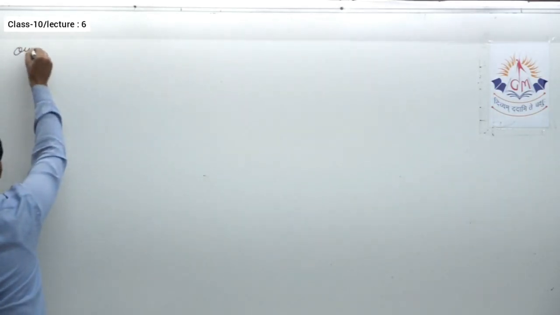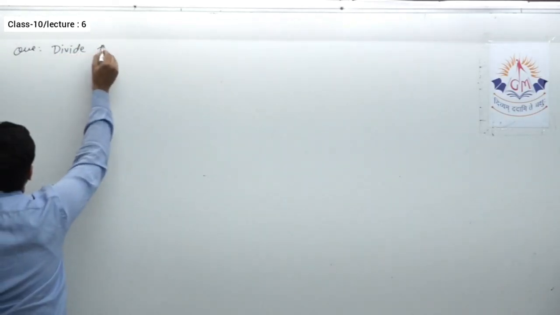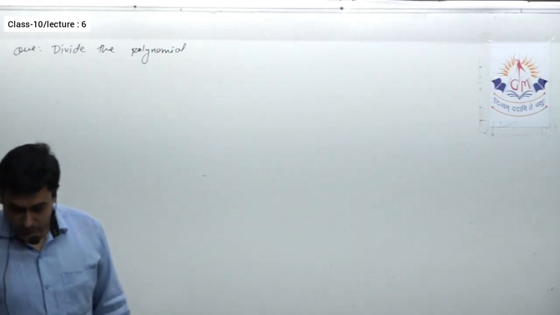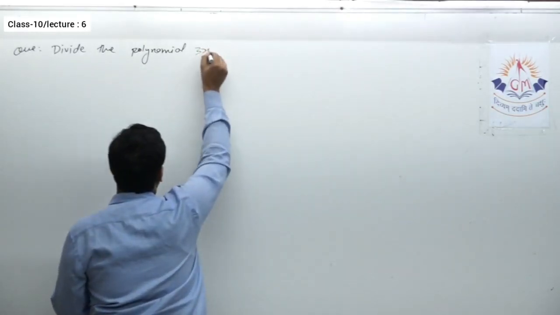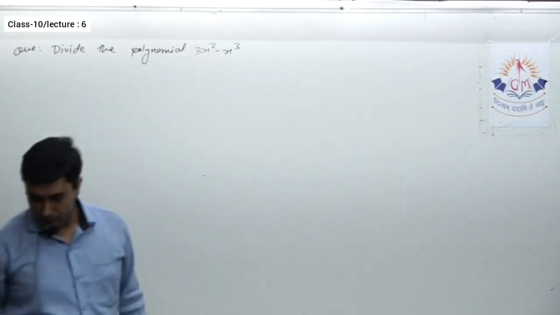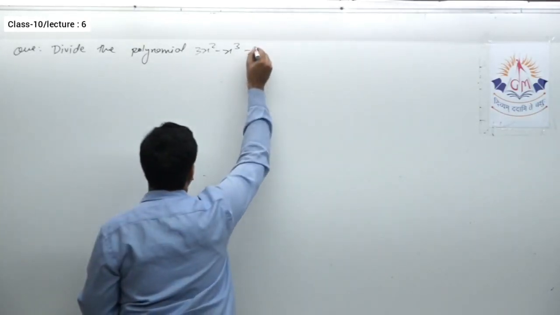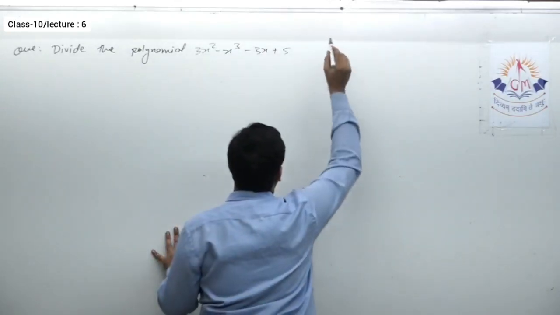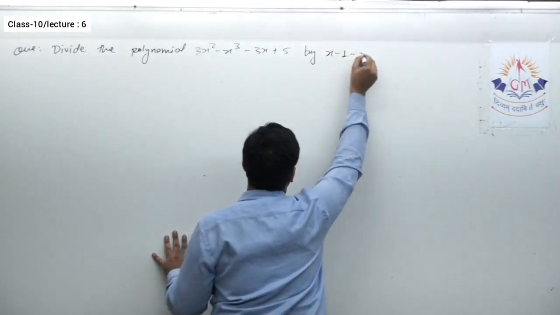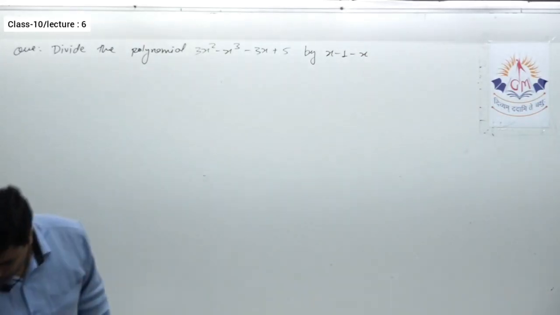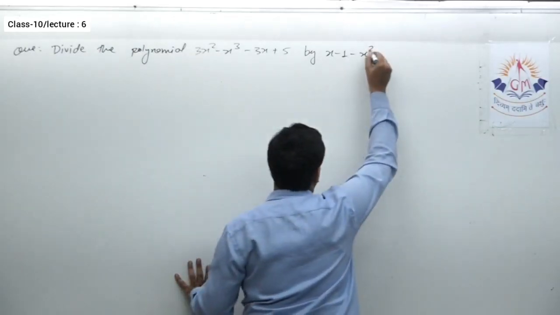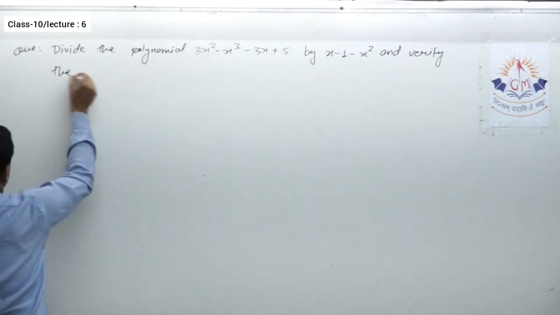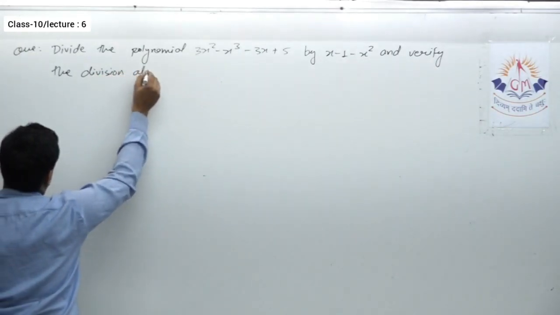Question is: divide the polynomial 3x square minus x cube minus 3x plus 5 by x minus 1 minus x square, and verify the division algorithm.